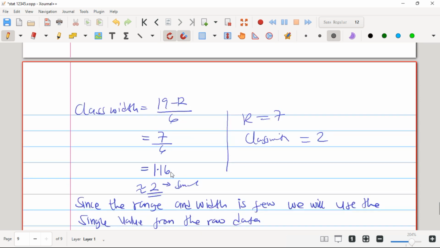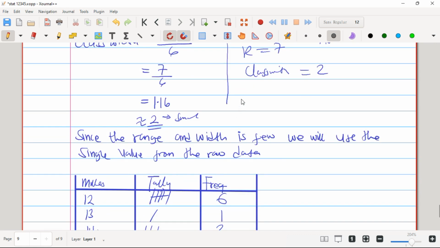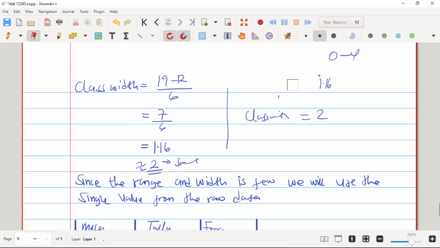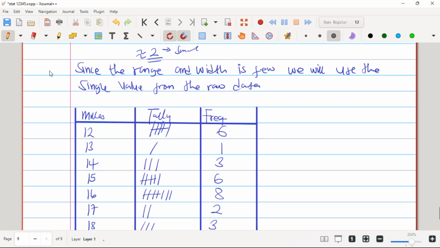And then you see, I told you that when you are calculating the class rate and the number of classes, if you have 1.16 and you want to round it to a whole number, and it lies from 0 to 4, we just add 1 to the whole number to increase it. So here we add 1 to get 2, as I explained earlier. You can see that the class rate is very, very small. So since the class rate is very small, we are just going to use the individual numbers that we see there to represent the class interval.